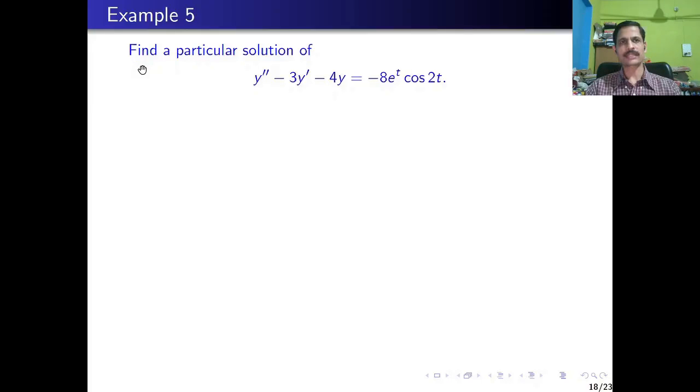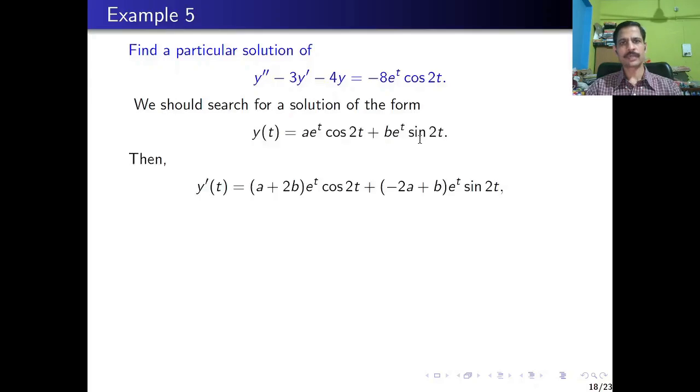The next example is find a particular solution of y double prime minus 3y prime minus 4y is equal to minus 8 e raised to t cos 2t. Looking at the Rx, we decide that the candidate for particular solution will be yt is equal to a e raised to t cos 2t plus b e raised to t sin 2t.